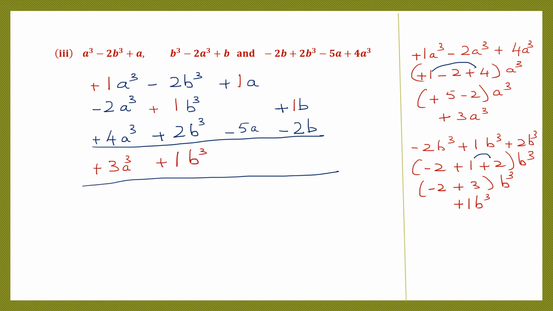Now let's take the a. Now we can do the a here itself. We don't have to take it to the working column. There are only two terms. Signs are different. Put the sign of the bigger number and subtract. 5 minus 1 is 4a. Similarly, b also, we can do it here itself. When signs are different, put the sign of the bigger number, minus, and subtract. 2 minus 1 is 1b. So what's the answer? 3a cube plus 1b cube minus 4a minus 1b.